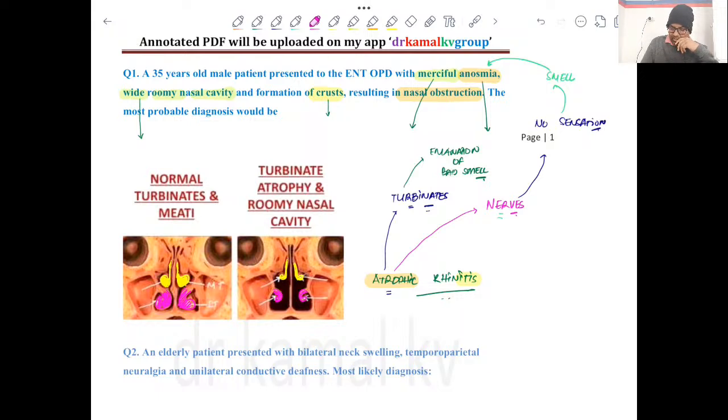Now what is happening because of this atrophy of turbinates? The nasal cavity which was occupied by these turbinates is now empty. So you can see this is known as a roomy nasal cavity. Clear? Why roomy nasal cavity? Because of atrophy of turbinates. So atrophy of turbinates is leading to two things. Number one, emanation of bad smell, and secondly, roomy nasal cavity.